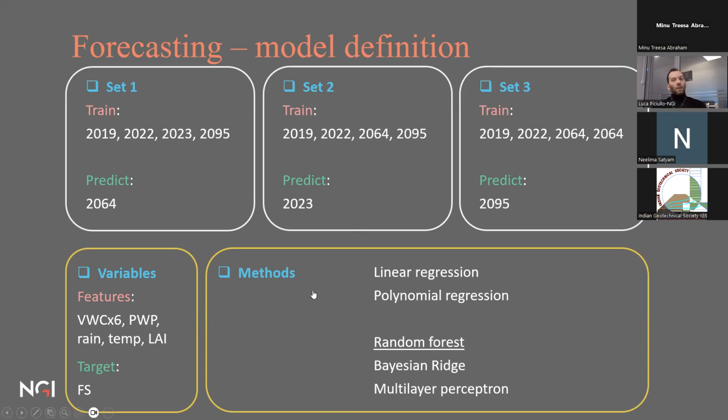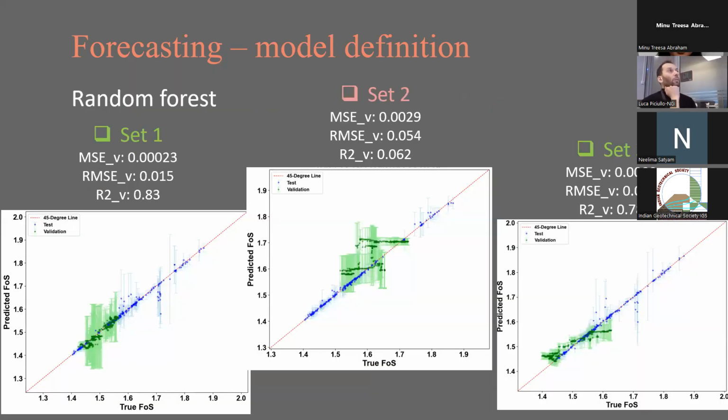We tried different machine learning models, and we found that the best one was random forest. So I'm going to show you the results. These have been produced by Minu. I guess many of you know her because she was working with Neelima at IIT Indore.